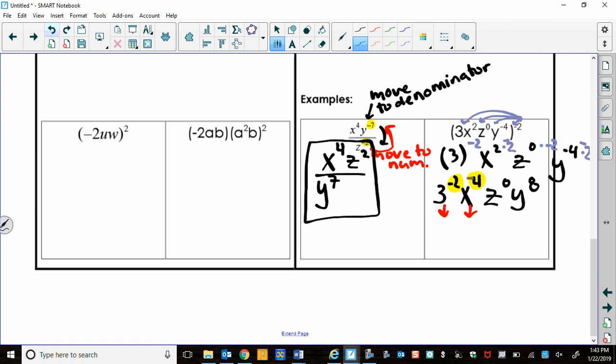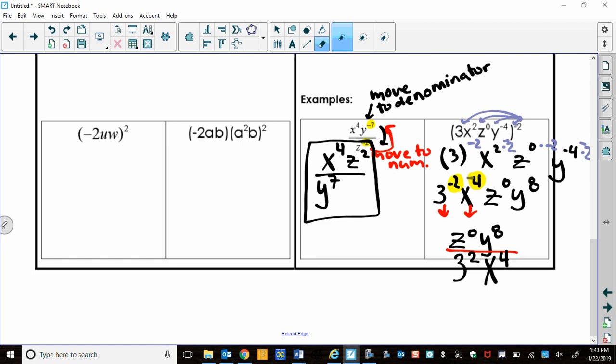So I'm going to write down my numerator, which is z to the 0 power times y to the 8th power all over 3 to the positive 2 power and x to the positive 4 power. Because I moved them down, that's going to be my new fraction. But I can still simplify 3 squared, and 3 squared is simply just 9. So the answer to this is z to the 0 power times y to the 8th power over 9x to the 4th power.